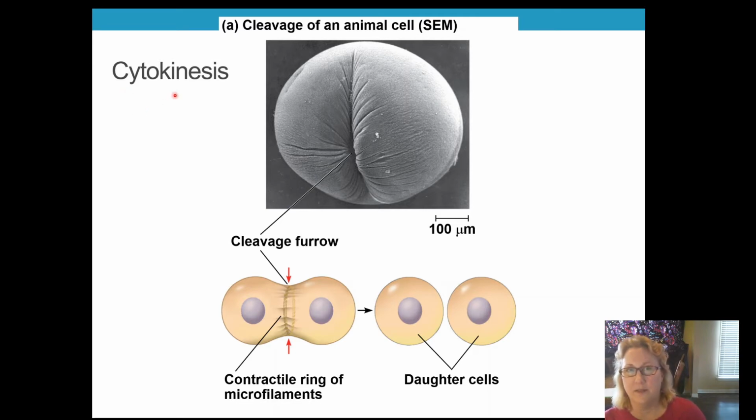Cytokinesis is the process of the separation of the cytoplasm and the membranes. And it occurs differently in plants and animal cells. Animal cells don't have a cell wall. They can change in shape quite easily. So cytokinesis occurs by a different mechanism.